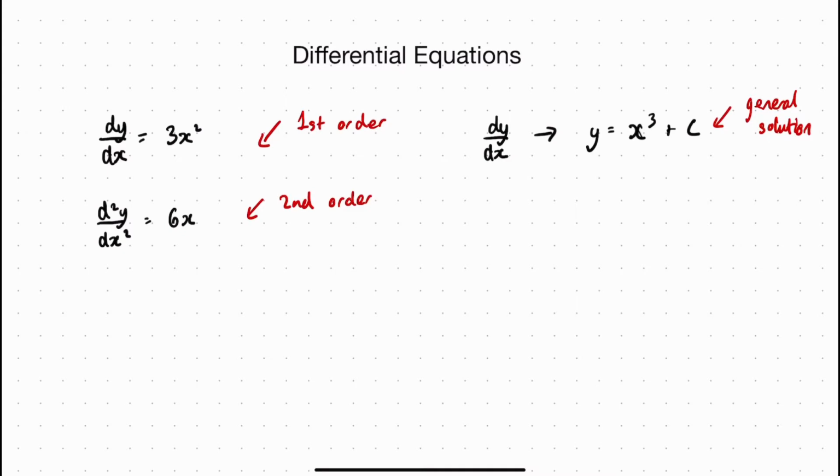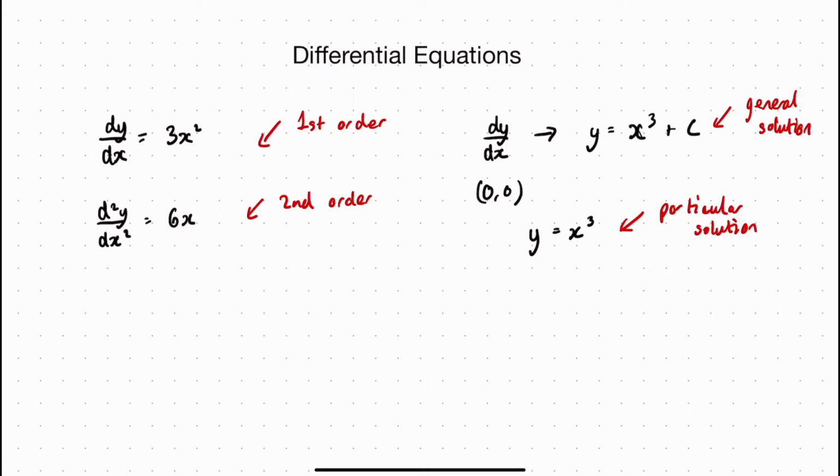If I was given some values, such as a point which the line y equals x cubed plus c goes through, such as 0, 0, and I write the form y is equal to x cubed, because that satisfies going through the point, that is called a particular solution. So these are just some terminology things to know about, and they're going to be referenced throughout.